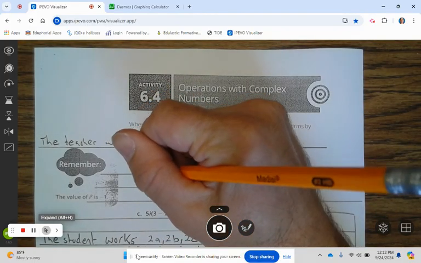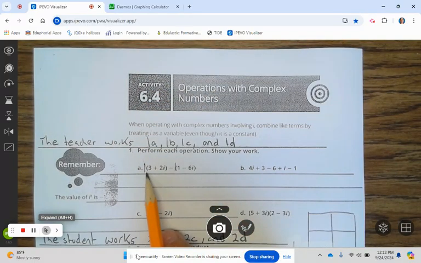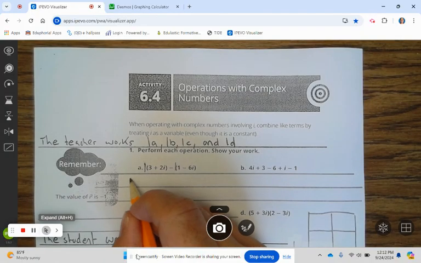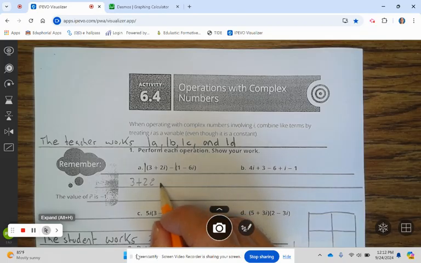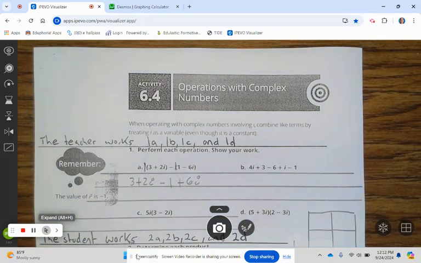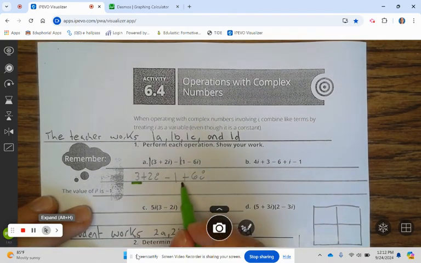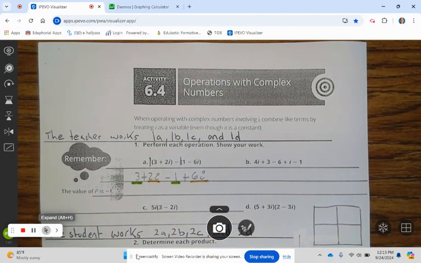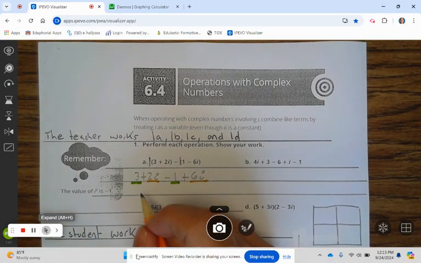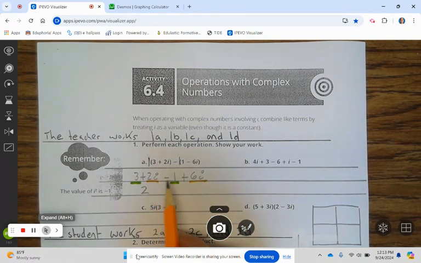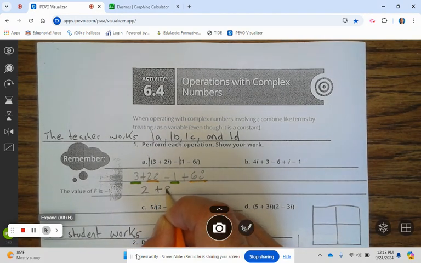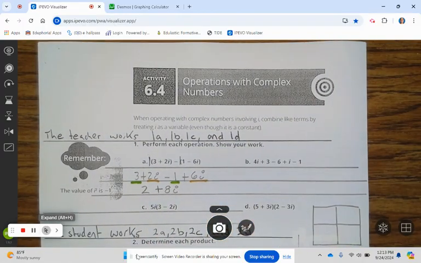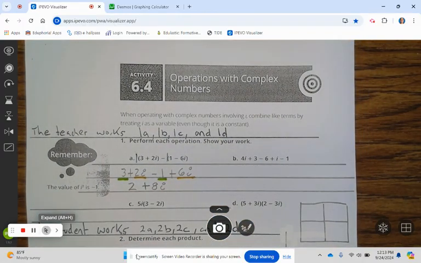So if there's not a number in front of parentheses, put a 1. So here we're multiplying this by 1. Well, 1 times 3 plus 2i is 3 plus 2i. And then negative 1 times 1 is negative 1. Negative 1 times negative 6i is plus 6i. At this point, let's combine like terms. So 3 minus 1 is 2. 2i plus 6i is plus 8i. Alright, go ahead and finish up 1a and let's take a look at 1b.